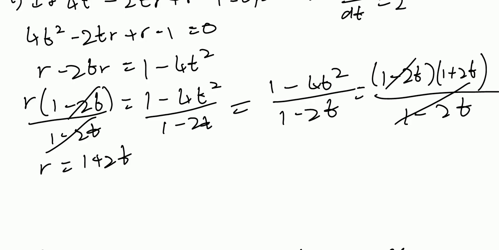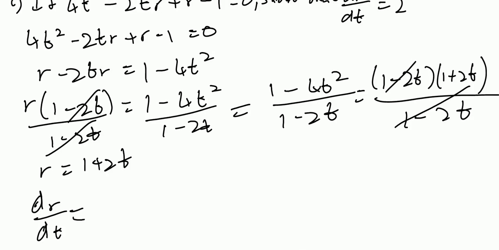When we differentiate, remember they said find dr over dt. So our dr over dt will be what? The derivative of a constant 1 is 0.